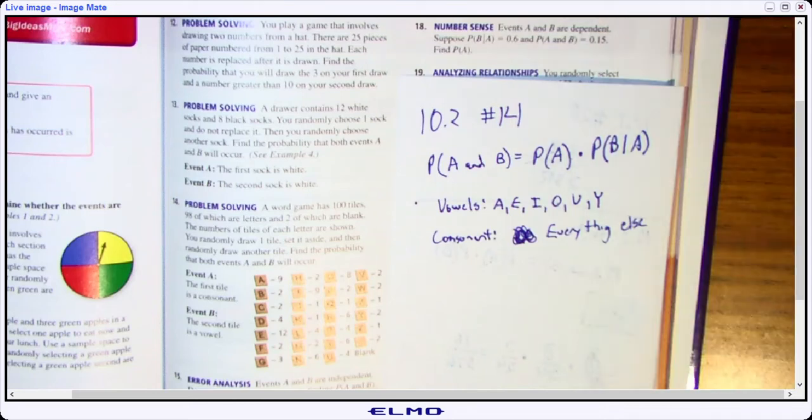Alright, so now we're looking at problem number 14. Problem 14 says a word game has 100 tiles, 98 of which are letters and 2 of which are blank. The numbers of tiles of each letter are shown. You randomly draw one tile, set it aside, and then randomly draw another tile. Find the probability that both events A and B will occur.